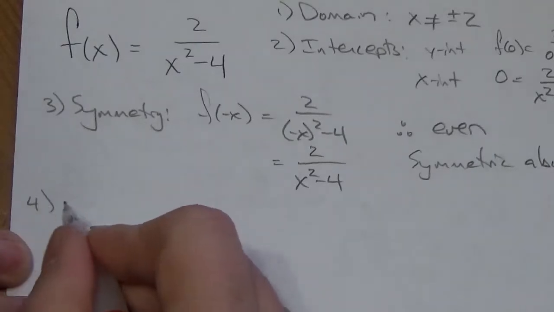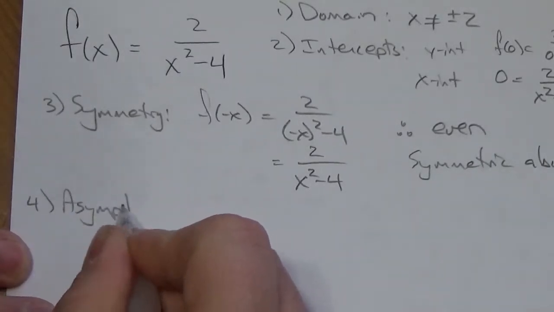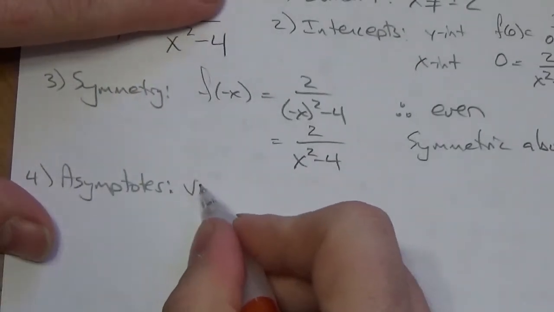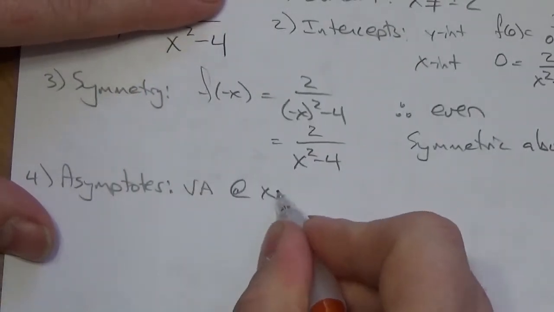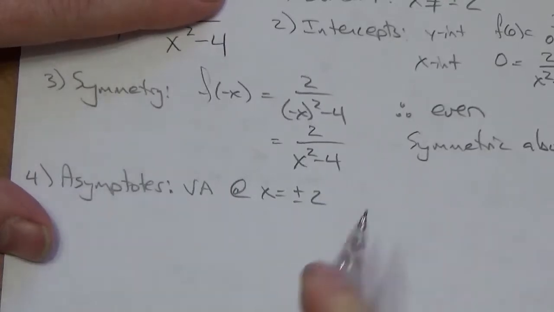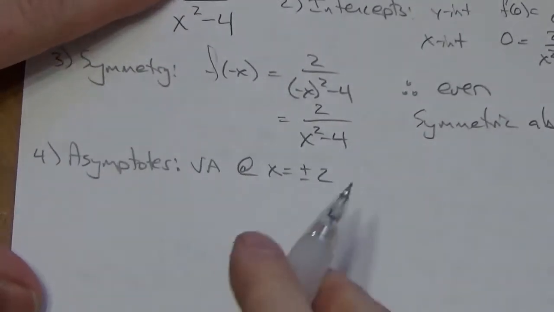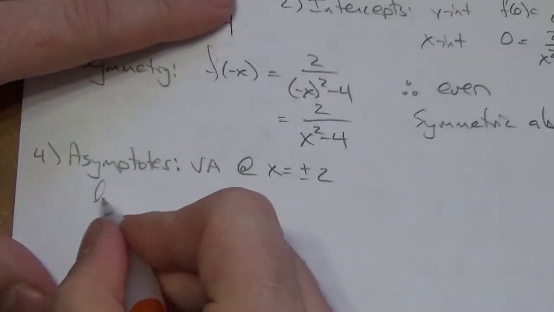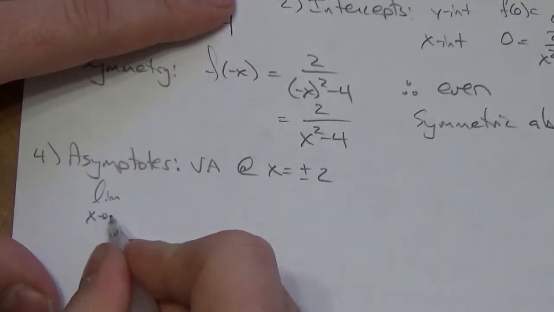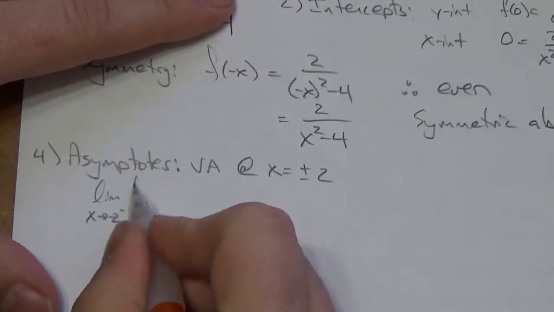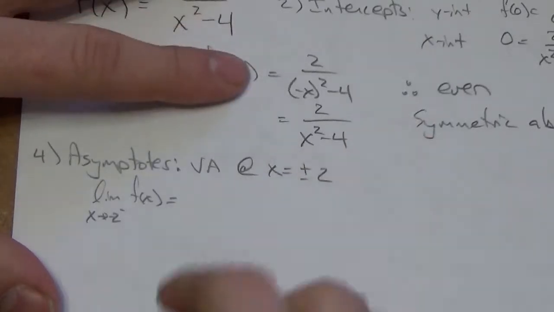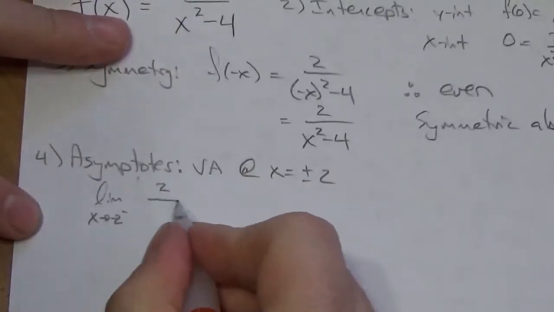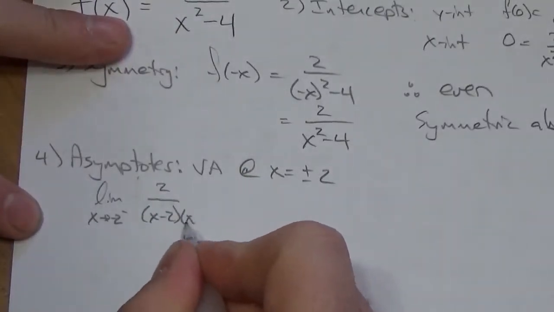All right, number 4, asymptotes. Now this one has asymptotes. We know that it has vertical asymptotes at x equals positive and negative 2. So what we're going to do right now is investigate how the graph behaves on either side of those asymptotes. Let's take a look at the limit as x approaches negative 2 from the left of f of x. Actually, instead of writing f of x, I'm going to write it out in factored form: 2 over x minus 2, x plus 2.